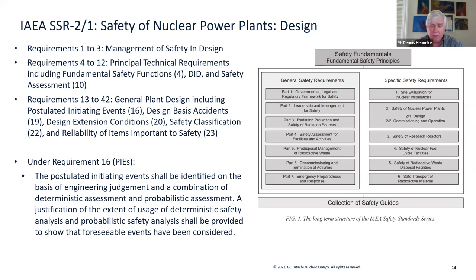You have to meet all the requirements if you're going to meet SSR 2-1, but all of those requirements have shall statements. And I put one example here, which is one of the more important aspects of a risk-informed safety strategy or deterministic safety analysis, and that's the development of postulated initiating events. In requirement 16, it just says postulated initiating events shall be identified on the basis of engineering judgment and a combination of deterministic assessment and probabilistic assessment. Justification for the extent of use of DSA and PSA shall be provided that shows the foreseeable events have been considered. Now, there is a shall statement in there.